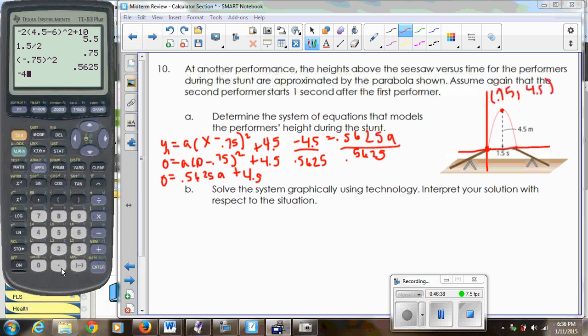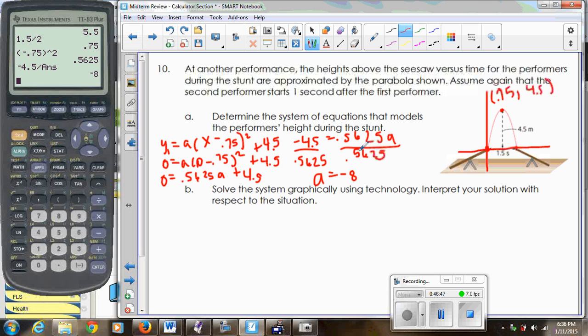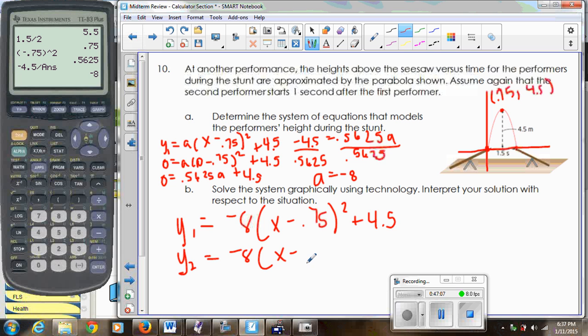So negative 4.5 divided by, I'm just going to do second answer since it's already up there. Oh, perfect. So A is equal to negative 8. So that actually works out kind of nicely. Because of the space that I have, the first performer would be negative 8 times the quantity x minus 0.75, the quantity squared, plus 4.5. And the second performer is going to be negative 8 times the quantity x minus, it's 1 second later, so it'll be 1.75 plus 4.5.